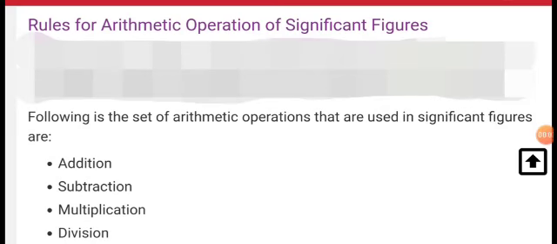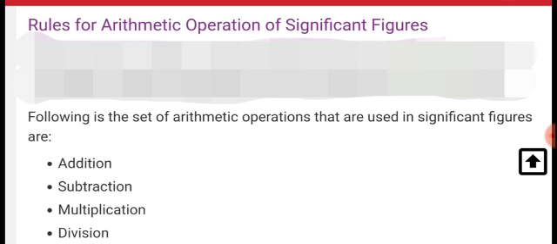In this video, we will study the rules for arithmetic operations on significant figures. Basically, we have to find the significant figures in some of the arithmetical operations, since the final result should not have more significant figures than the original data from which it was obtained. So we have to study these rules.